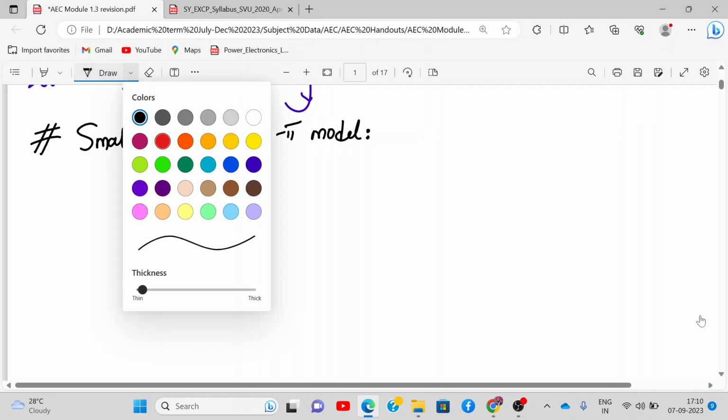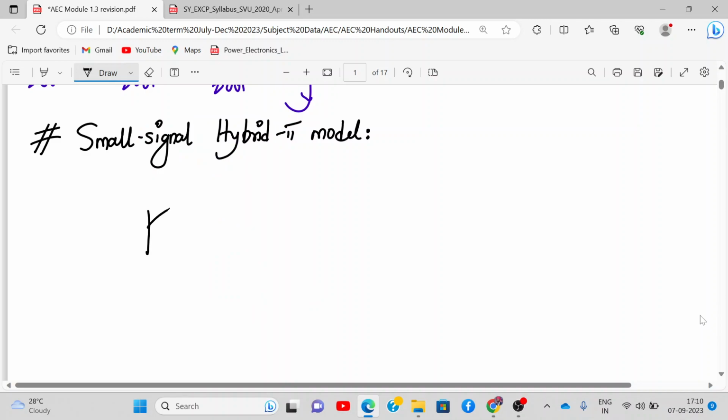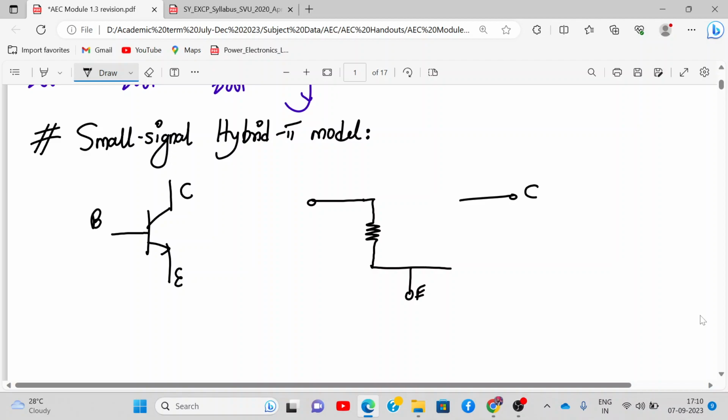So, what is the symbol of a BJT? NPN BJT, like this. This is my collector, this is my base terminal, and this is my emitter terminal. Now, in drawing this model, we will first draw the base terminal, then the collector terminal, and the emitter terminal will come over here. Now, this model says that between base and emitter there is a small signal resistance, which is represented by r pi. So this is my base.